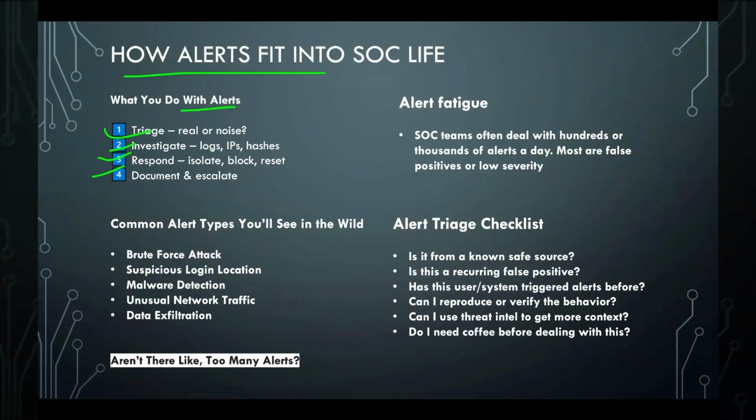Number one, triage. You look at alerts and decide which ones are false positives, low severity, or critical. Then investigate: pull all the logs, run queries, trace the IP addresses, and look up the hash of the file. Then respond: isolate systems, reset passwords, block IP addresses, and write up an incident report. So it is very important.